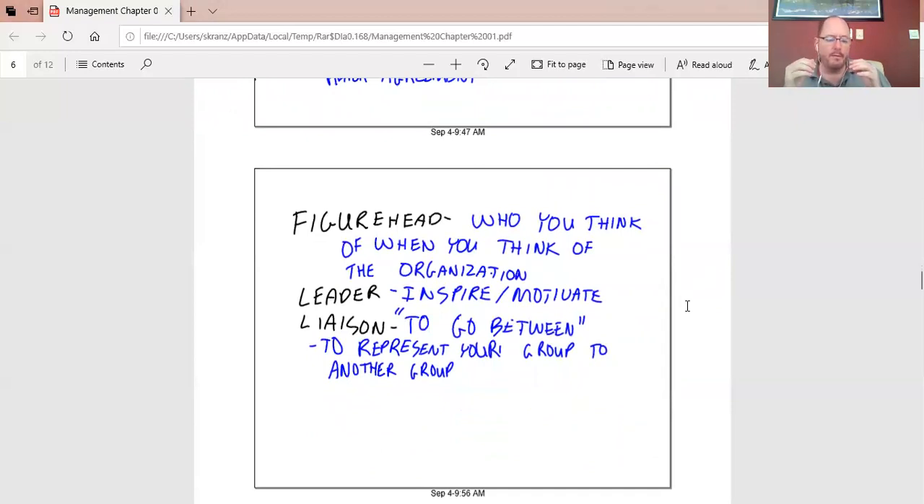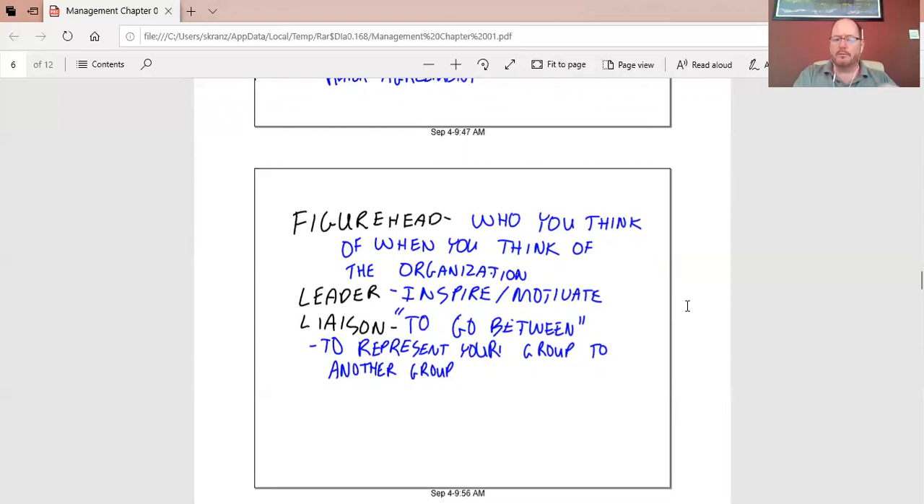So when you think of Apple, most people still think of Steve Jobs, even though he died in, I think, 2010, 2011. It's been a long time. Most people, to this day, don't think of Tim Cook, the current CEO of Apple. They just don't. So the term figurehead is who you think of when you think of the organization.